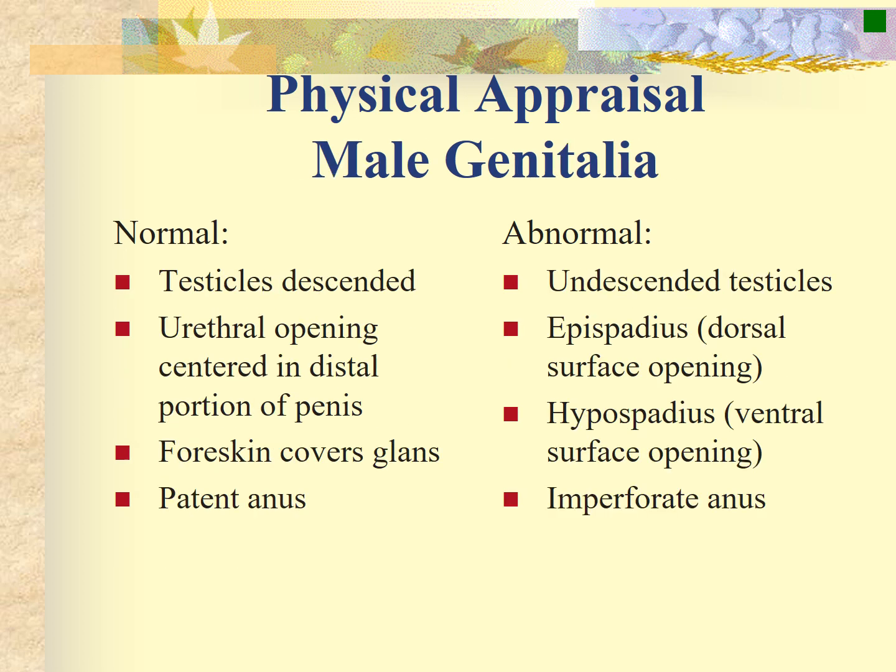The males, normal would be testicles descended. Urethral opening is centered in the distal portion of the penis. It is not epispadias or hypospadias, which I think there's a picture in here. The foreskin should cover the glans penis, and they should have a patent anus as well. And you can feel the testicles. You feel the scrotum, and it'll feel like a little marble in there. Undescended testicles could eventually need surgery, but that's up to those pediatricians to decide.